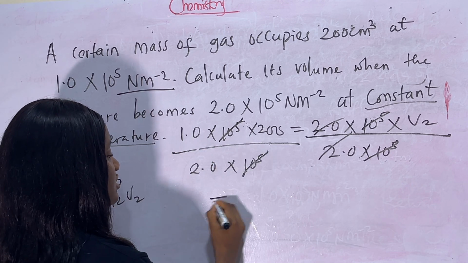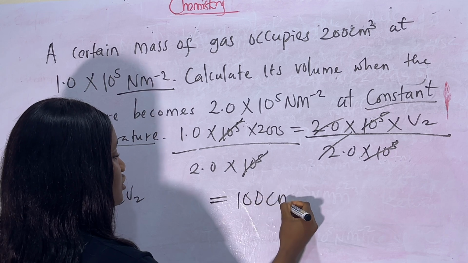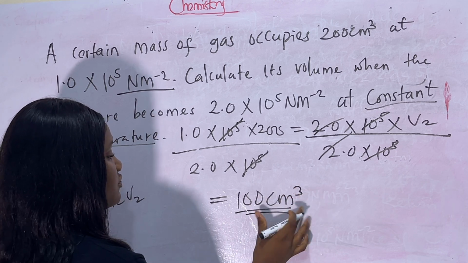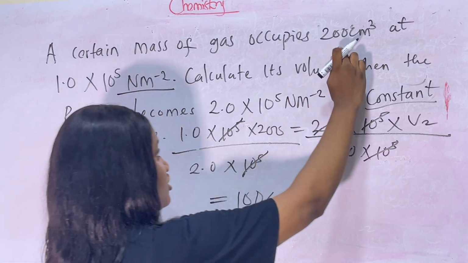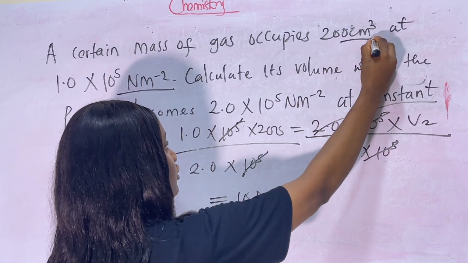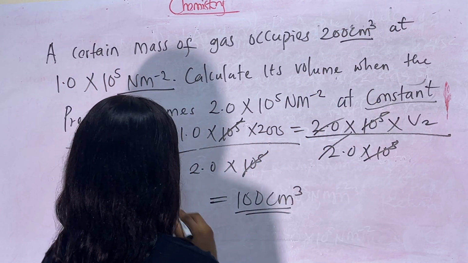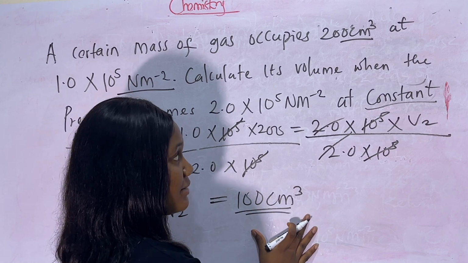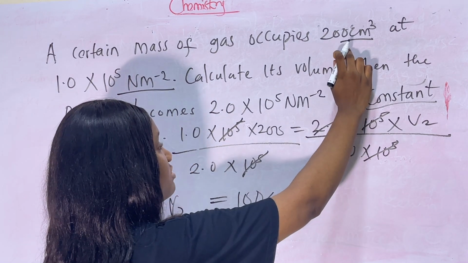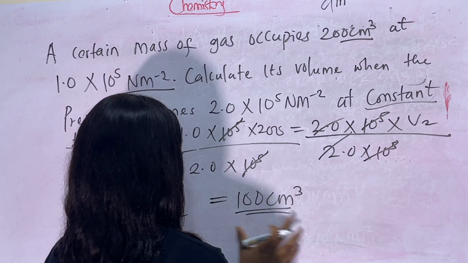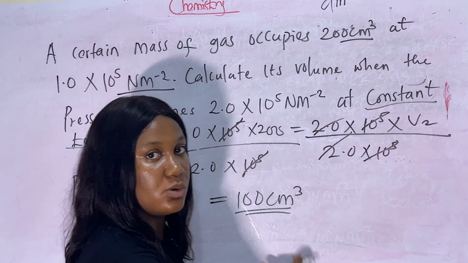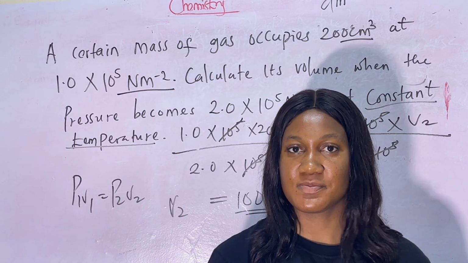200 divided by 2 is 100, so I have 100 cm cube. Now, the reason why I'm using my unit here as cm cube is because if you go over to the question, volume here is in cm cube, hence my V2 would also be in cm cube. But if the volume given to me here is in dm cube, my V2 would also be in dm cube as well. Now, I hope you got this.